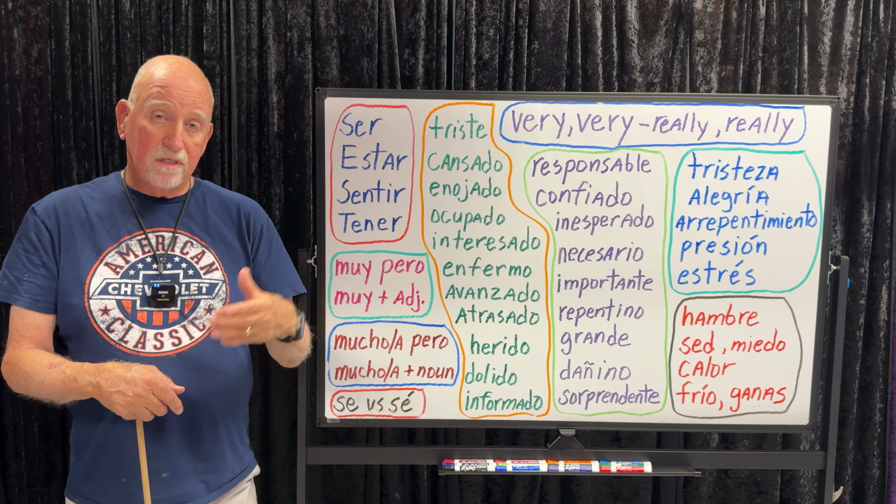pero muy ocupados. Remember, your adjectives have 4 forms if they end in O. There's ocupado, ocupada, ocupados, and ocupadas. If it ends in an E, there are just 2 forms, triste and tristes. Let's go with interesado. I'm very, very interested. Estoy muy, pero muy interesado. That lady is very, very interested in buying your house. La señora aquella está muy, pero muy interesada en comprar tu casa.